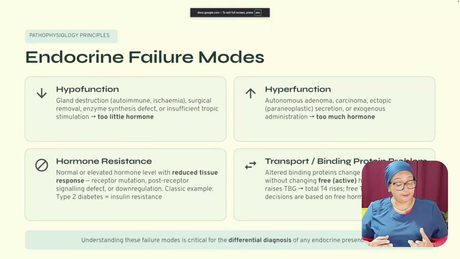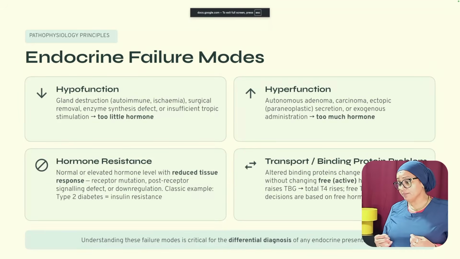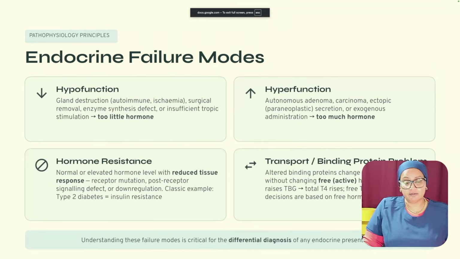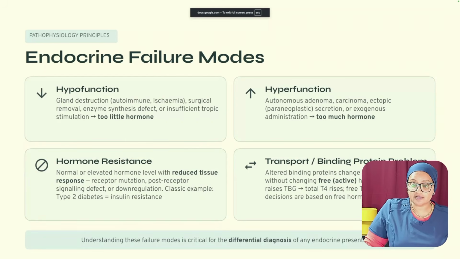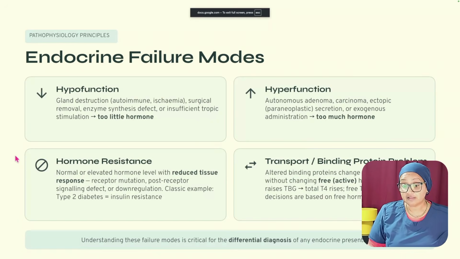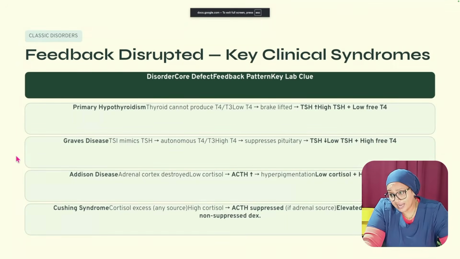Or you might have a problem with transport. We said some of the hormones require binding proteins to be transported through the blood, so this might be one of the problems that can happen. So these are the 4 failure modes that can impact the endocrine system.